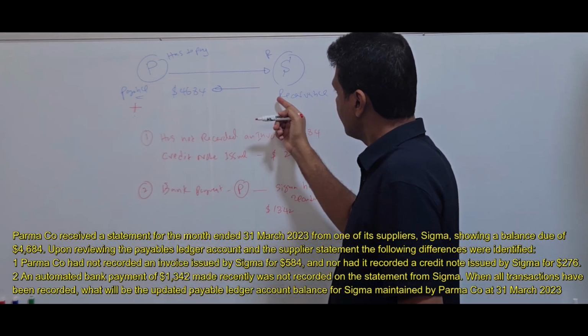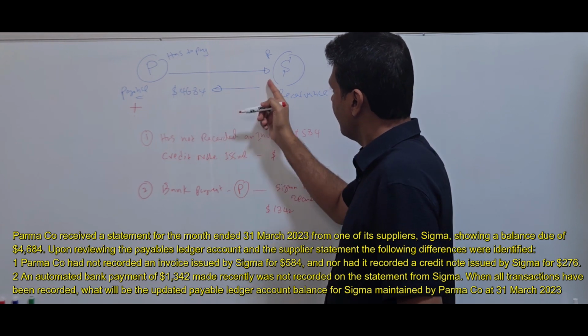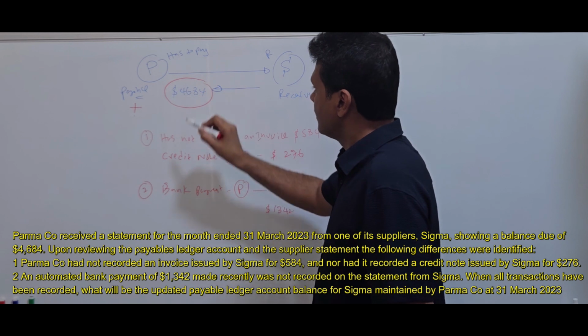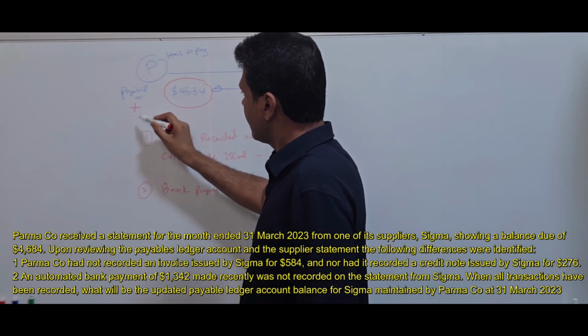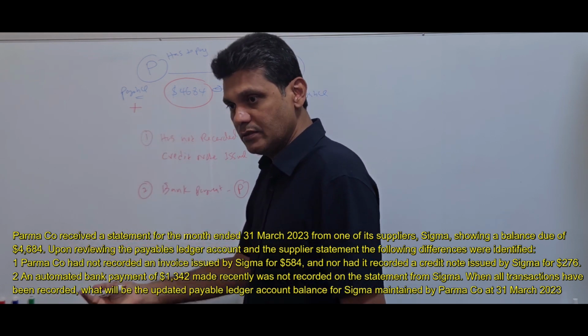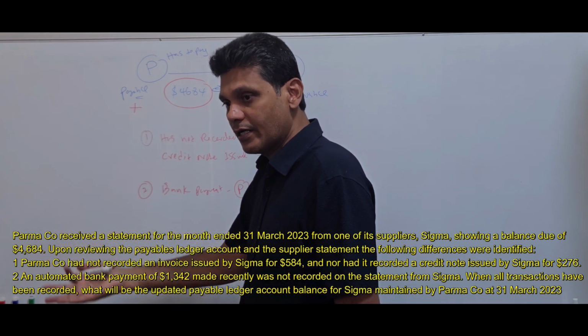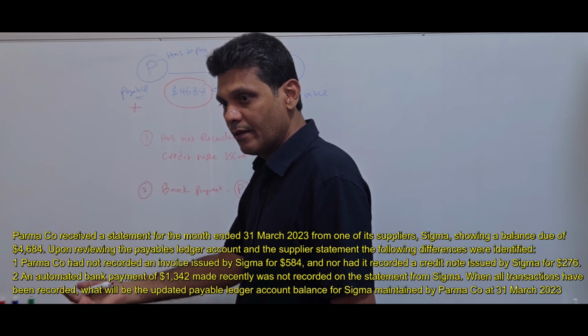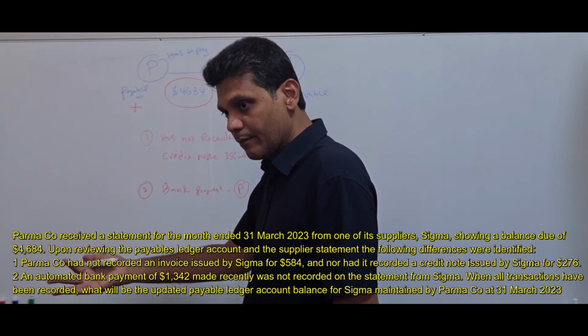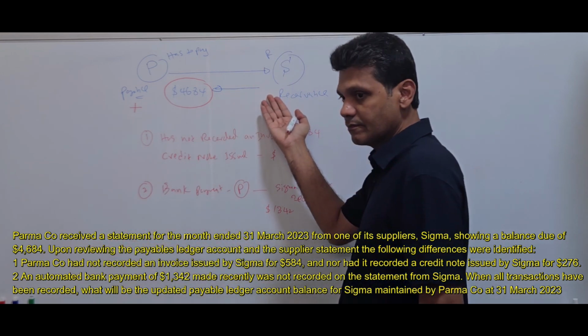The statement sent by Sigma: 4684. Since you are not given the statement of P, you don't know the balance. Then how can you arrive at that balance? You can arrive at that balance based on this.